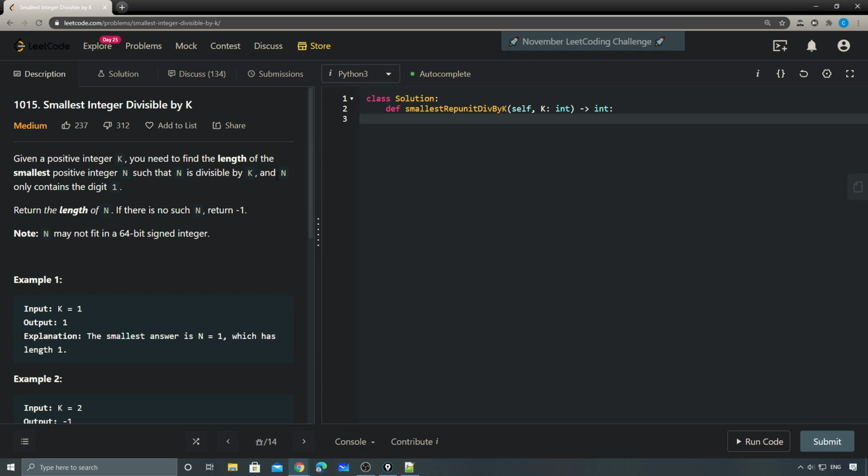And here are the constraints. n only contains the digit 1, and we return the length of n. If there's no such n, return -1. Now notice that n may not fit in a 64-bit signed integer.